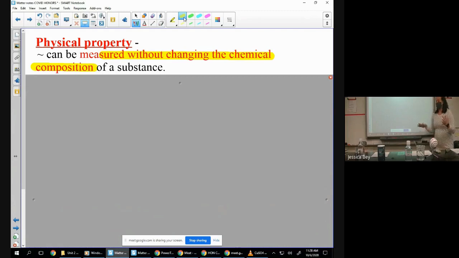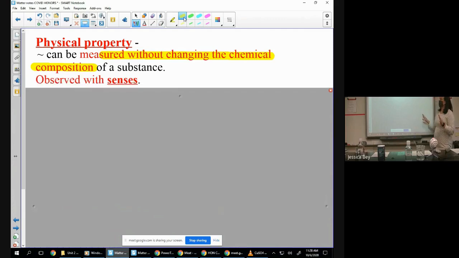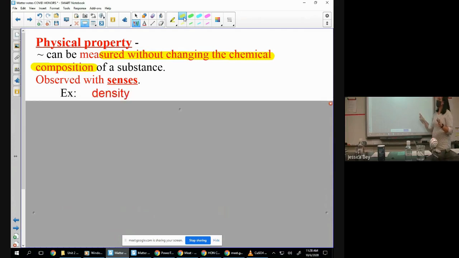I don't think you have to write the next part, but just a hint, if you're thinking about it, you don't have to write this down, but it's what you observe with your senses. Okay, so if you can see it or measure it or feel it without changing what the chemical or what your matter is, that is a physical property. We got a couple examples here.